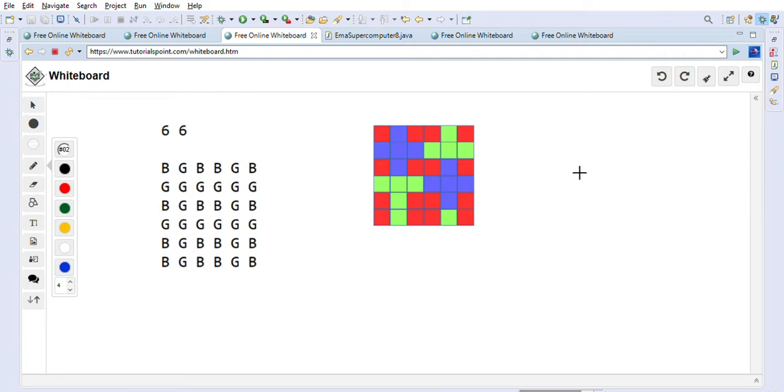G is a good cell basically, right? G is a good cell, and B is a bad cell, right? So now we have to find out plus signs that are formed using good cells, correct?